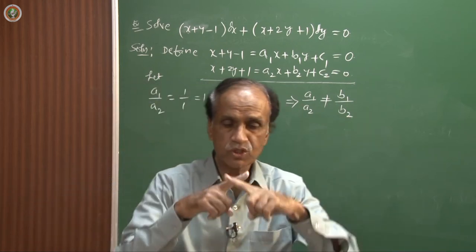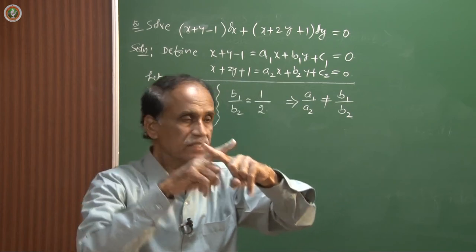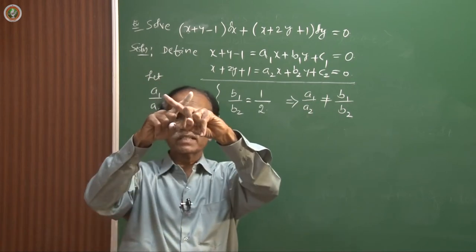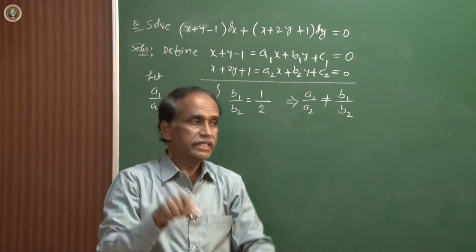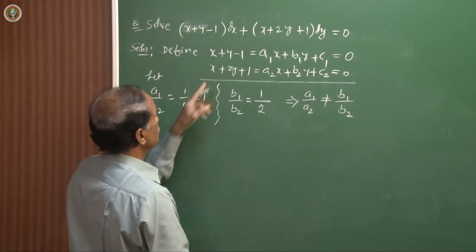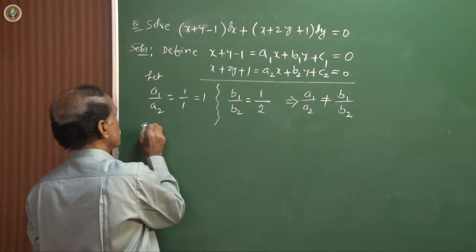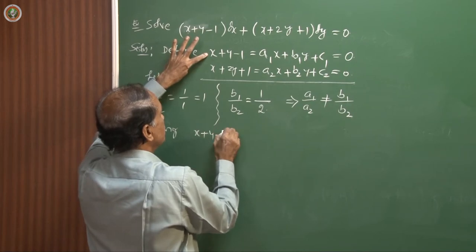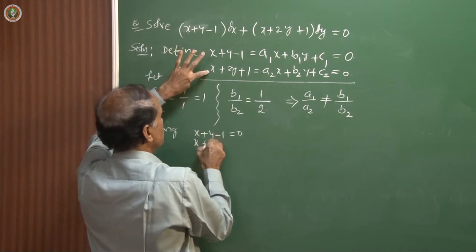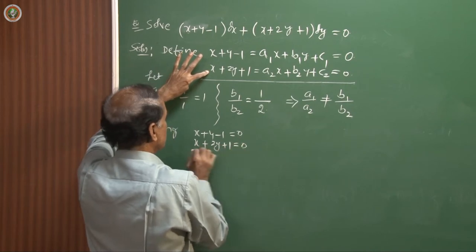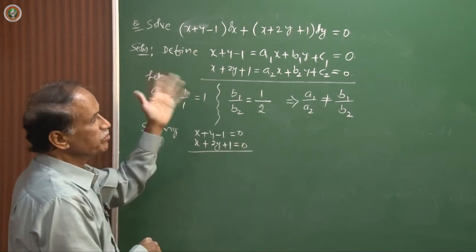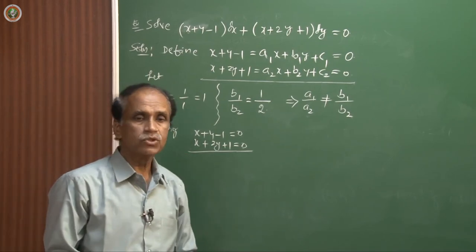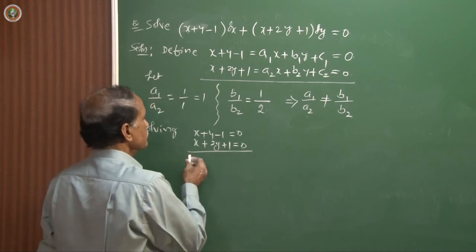If this is the case, that means the two lines are intersecting like this, because a1 by a2 is not equal to b1 by b2. When these two lines are intersecting, then we will find the point of intersection. Okay, that means you have to solve these two equations, x plus y minus 1 equal to 0 and x plus 2y plus 1 equal to 0. Go for the simple method. Simple method means make the coefficients the same and then solve the two simultaneous equations and work out x and y.